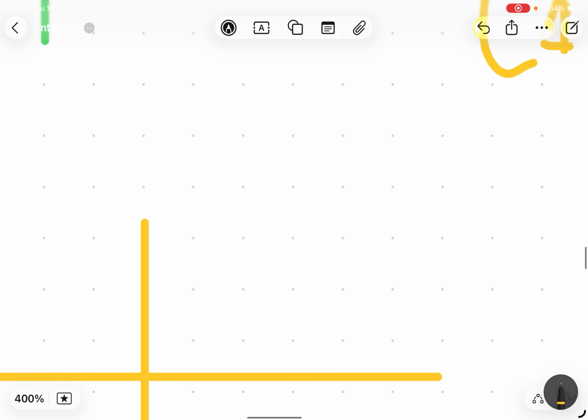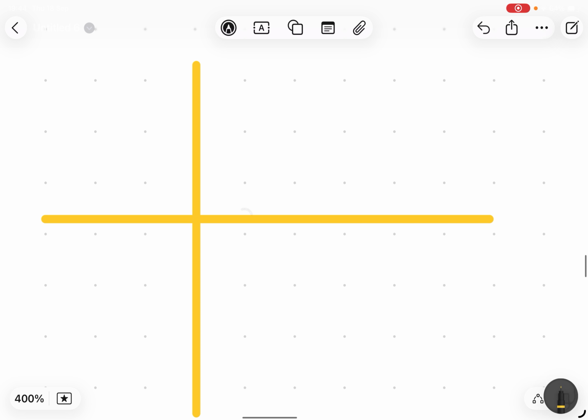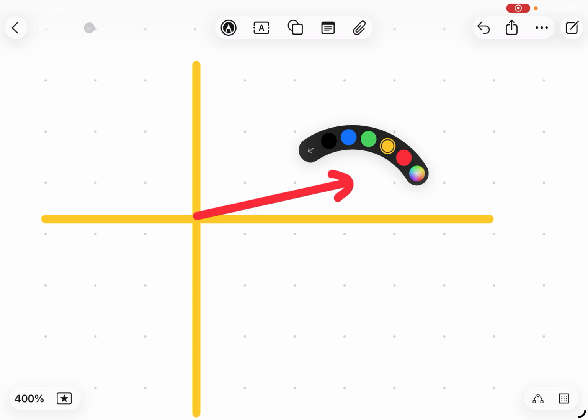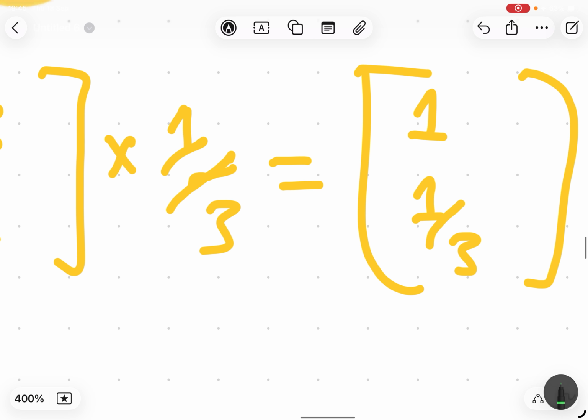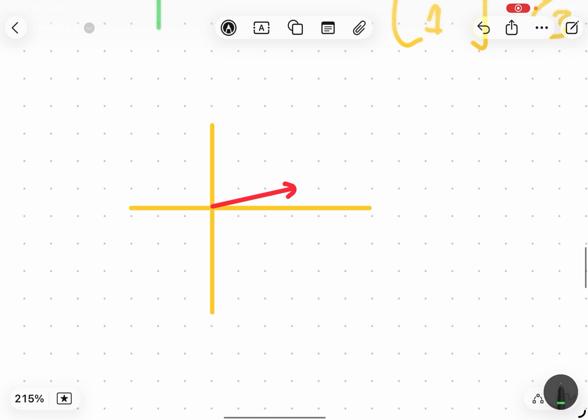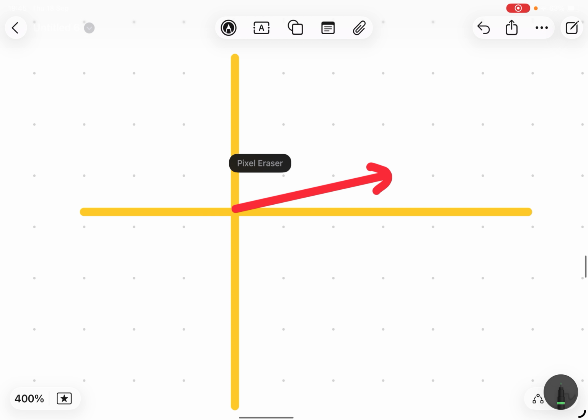I'll also show you guys that. So let's say this is our grid. Firstly, we had (3, 1). Let's represent it with the red color. 1, 2, 3, 3, 1, right? This is the vector (3, 1). If we multiply it by 1/3, then the vector will turn into (1, 1/3). So it will look very different from this.